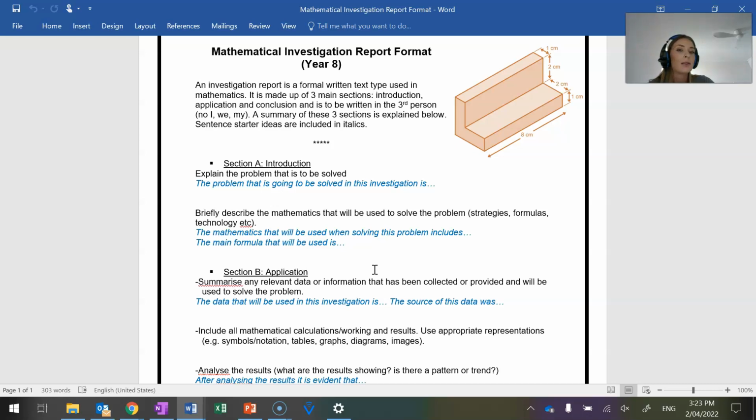What formulas are you going to use? So what is the formula to calculate the mean? What is the formula to calculate the mode? And what is the formula to calculate the mean?